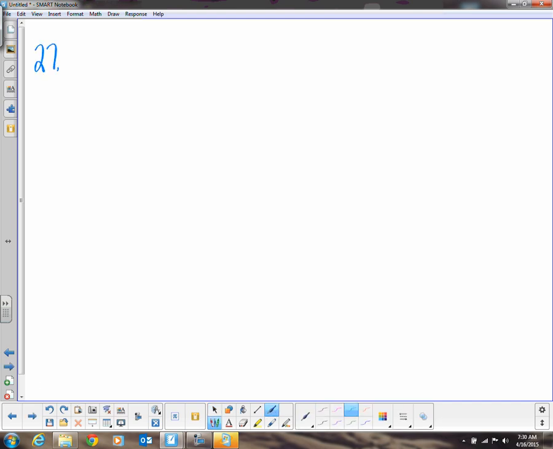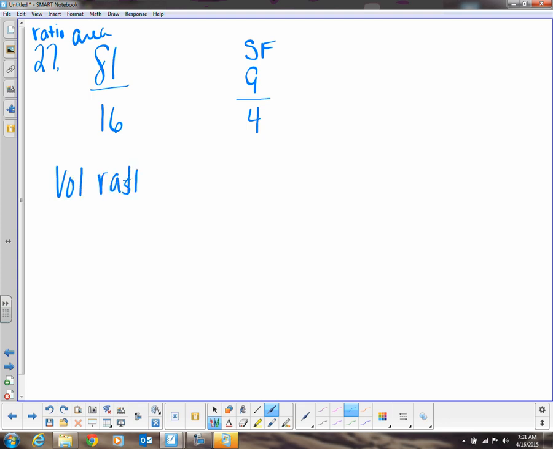27 says the ratio of the lateral area. Is lateral important? No. This is ratio of areas. What is the scale factor? What do we have to do? Square root. What's the square root of 81? Square root of 16? Okay, so now what do they say? If the volume, okay, now we're going to volume. So what's the volume ratio? Cubed. 9 cubed over 4 cubed.